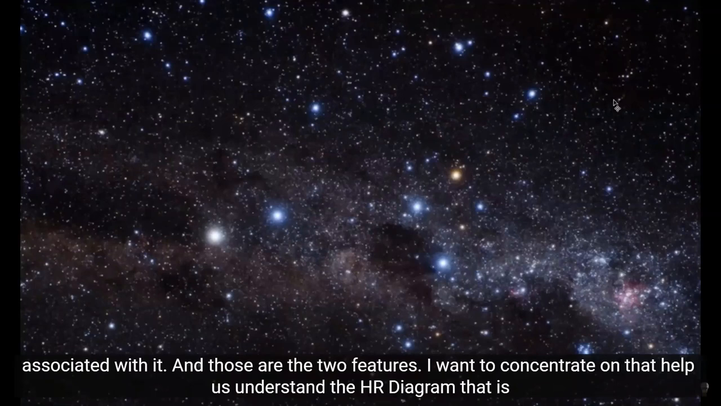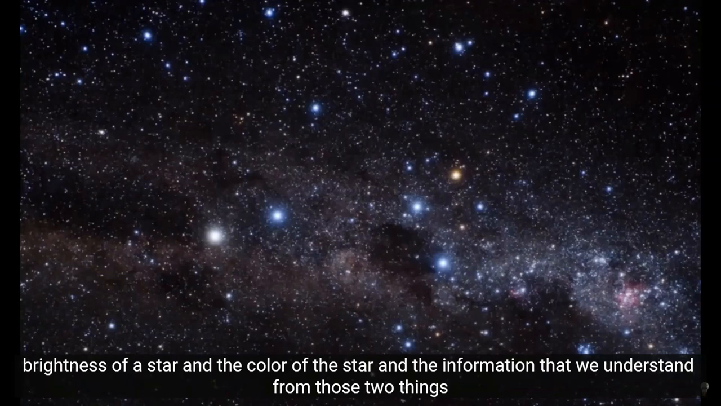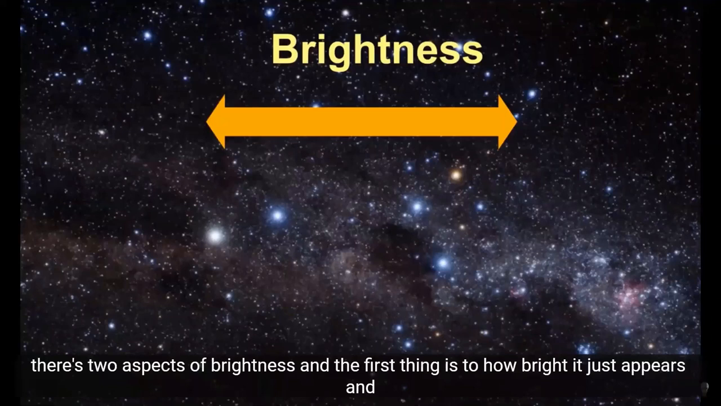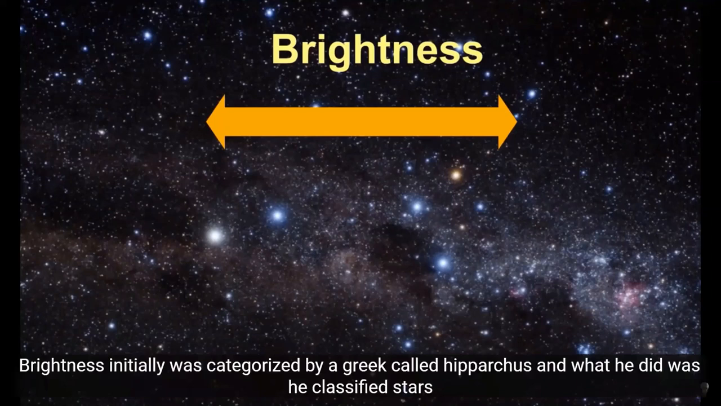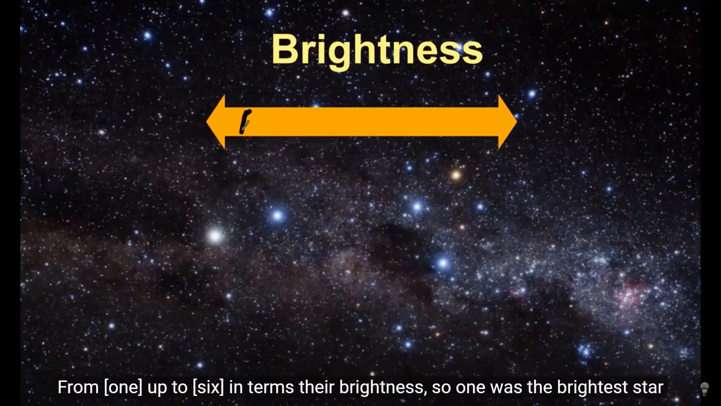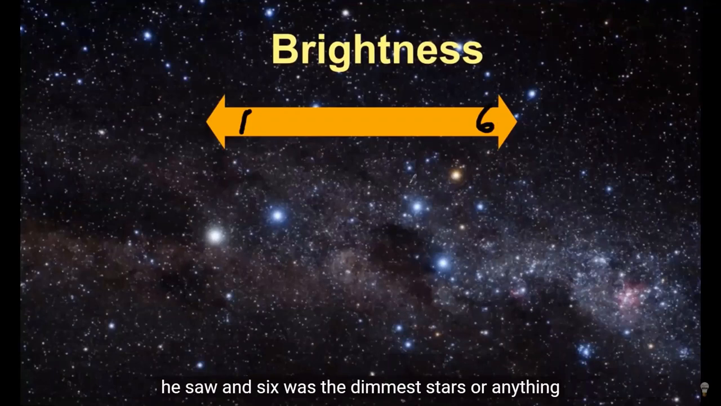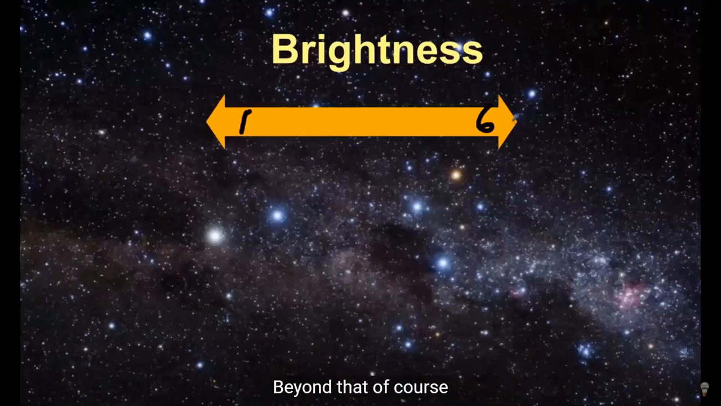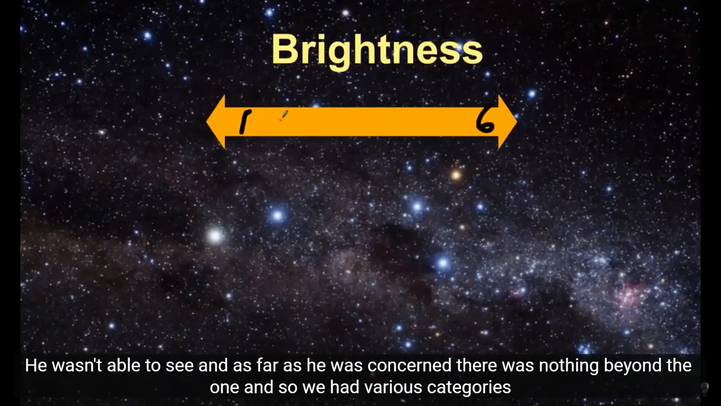And those are the two features I want to concentrate on that help us understand the HR diagram. That is brightness of a star and the color of a star and the information that we understand from those two things. So let's concentrate on brightness. There's two aspects of brightness, and the first thing is how bright it just appears. And brightness initially was categorized by a Greek called Hipparchus. And what he did was he classified stars from 1 up to 6 in terms of their brightness. So 1 was the brightest star he saw, and 6 was the dimmest star he saw. Anything beyond that, of course, he wasn't able to see. And as far as he was concerned, there was nothing beyond the 1. And so we had various categories along the way of brightness.